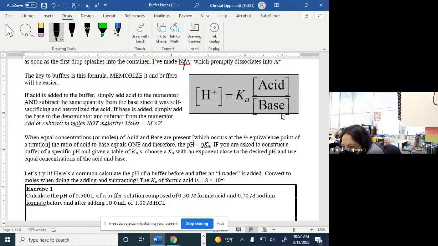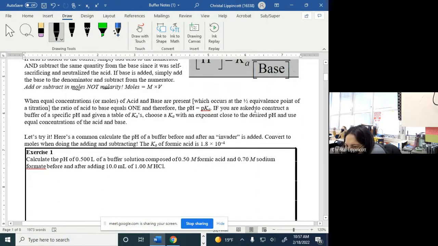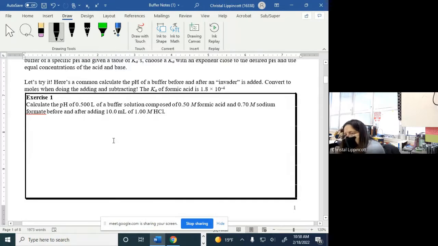When equal concentrations of moles of acid and base are present, which occurs at the half equivalence point, the ratio of the acid to base equals 1. So when these are at that half equivalence point, the ratio here equals 1, and that's why your pH and your pKa equal each other. If you are asked to construct a buffer of a specific pH and given a table of Kas, choose a Ka with an exponent close to your desired pH. Then use equal concentrations of acid and base.